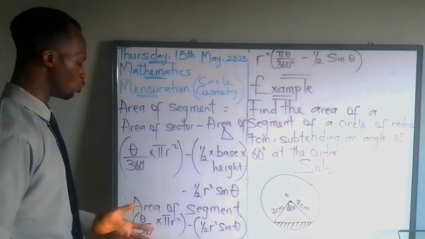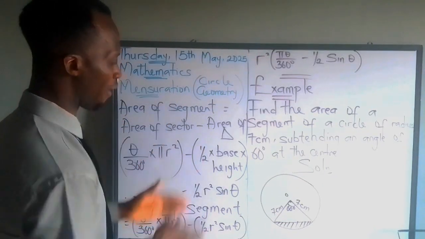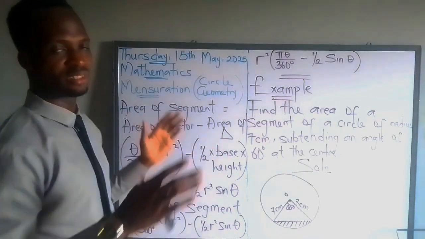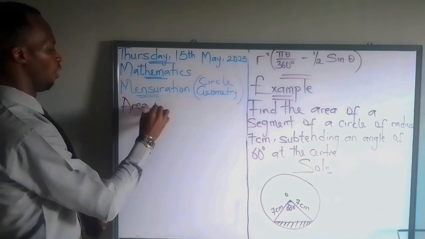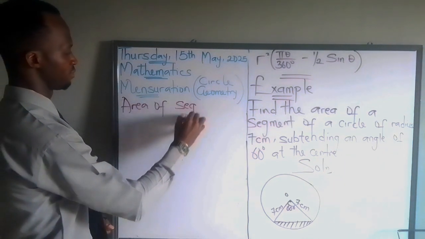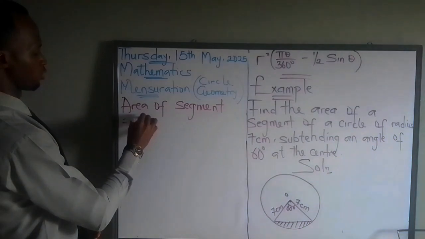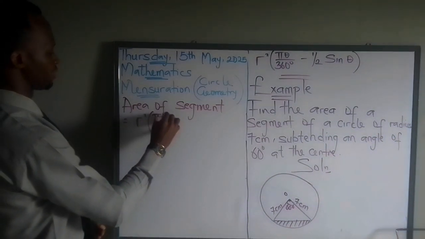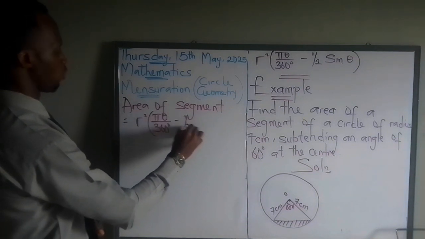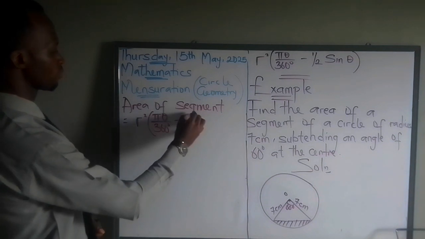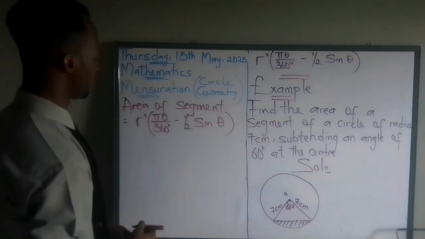So the next thing to do is to apply our formula to find the area of this segment. So area of segment. Area of segment is given as r squared into pi theta over 360 degrees minus 1 over 2 sine theta.